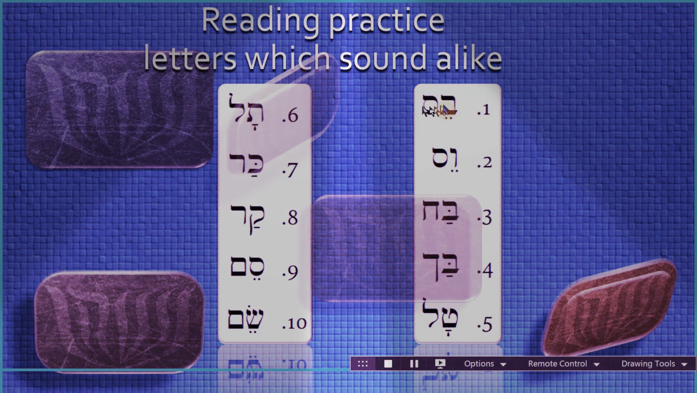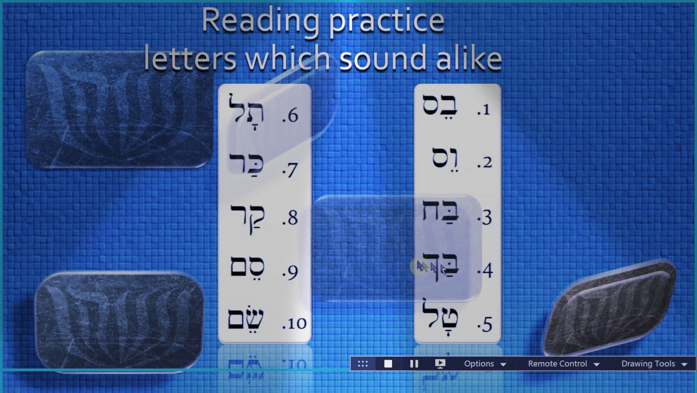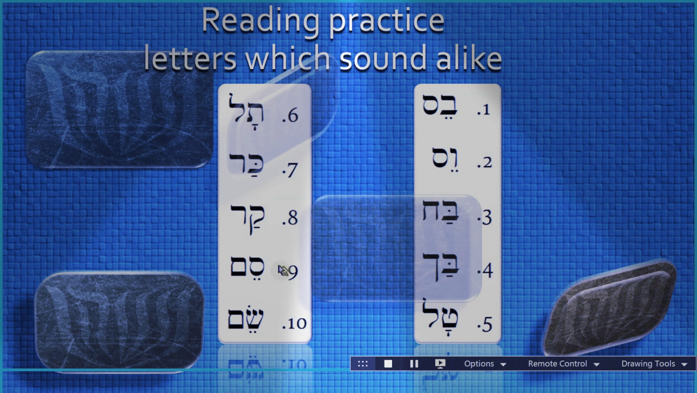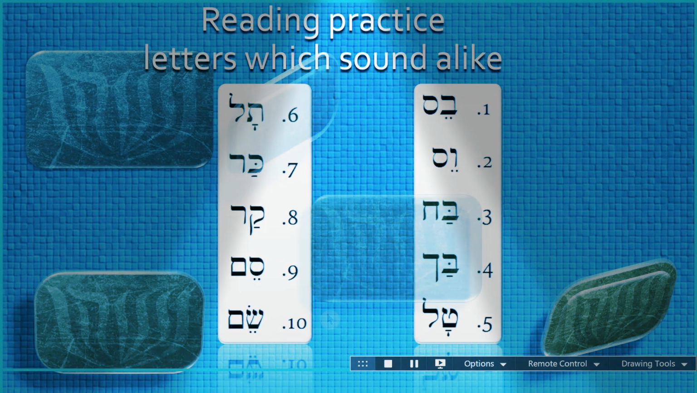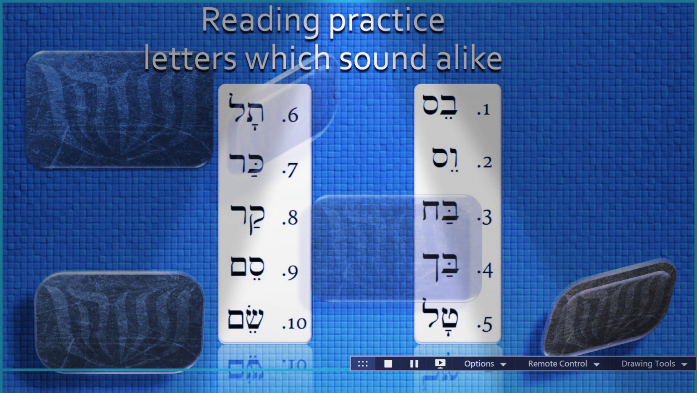All right, and we're back in rapid fire. Number 1, vase. Number 2, vase. Number 3, Bach. Number 4, Bach. Number 5, Tal. Now look in the next column. Number 6, Tal. Number 7, Kal. Number 8, Kal. Number 9, same. Number 10, same. Any questions or comments on those? Okay. Next slide.